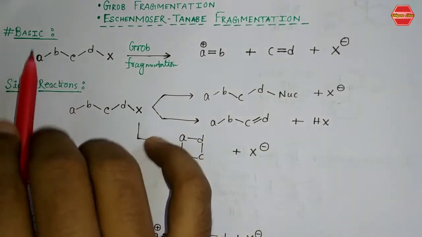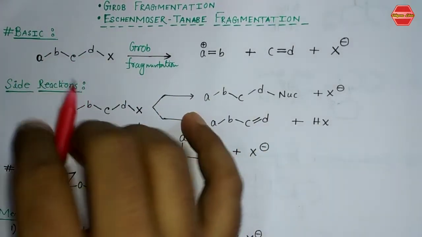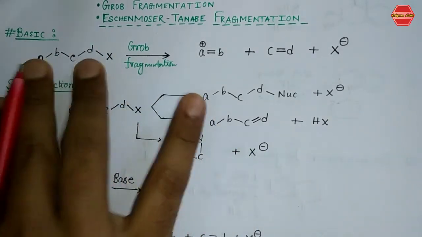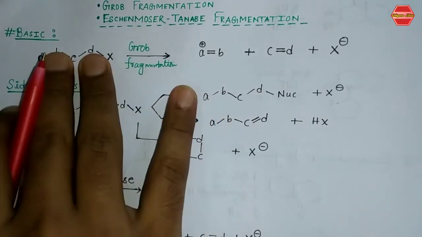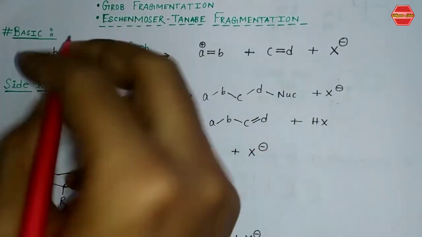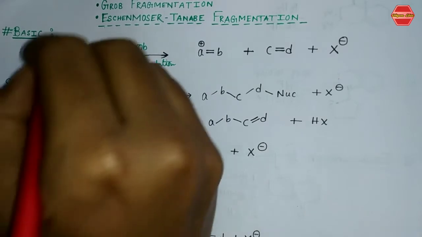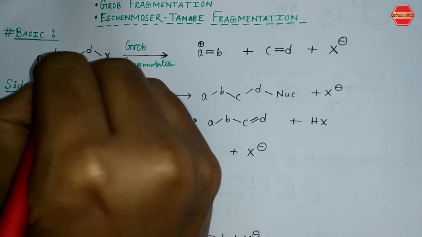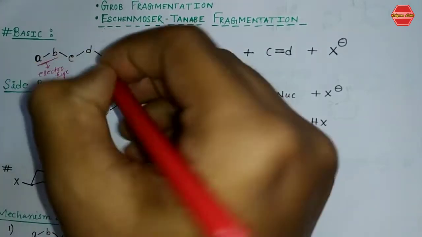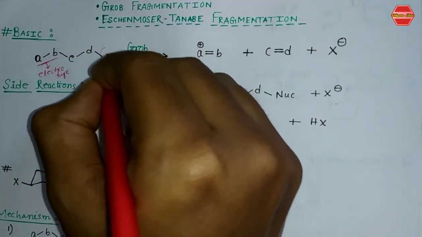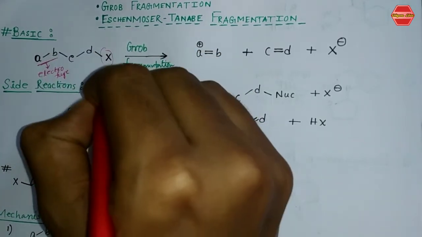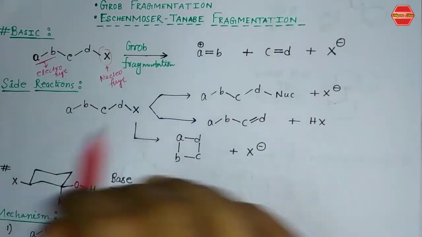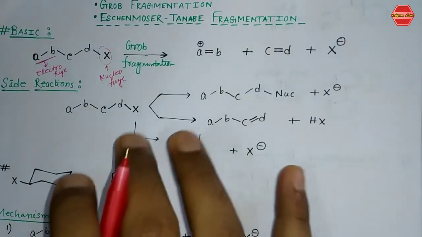So first, our basic concept of this GROB'S fragmentation is that we have a compound like this. Now this compound basically has two important parts. One is the electrofuge and another is the nucleofuge. This AB part is called the electrofuge, and the second part, that is the X part, is basically called the nucleofuge. Now what is meant by that? What is the electrofuge and what is the nucleofuge?